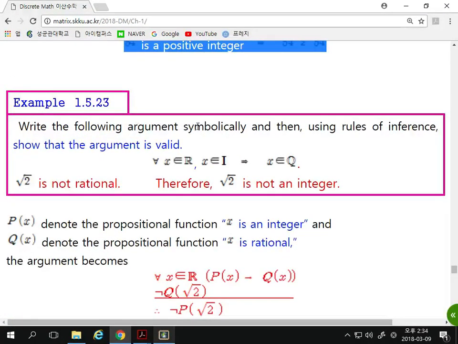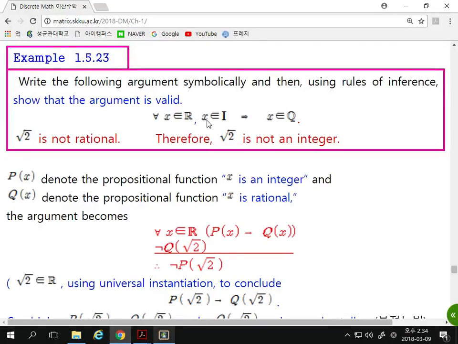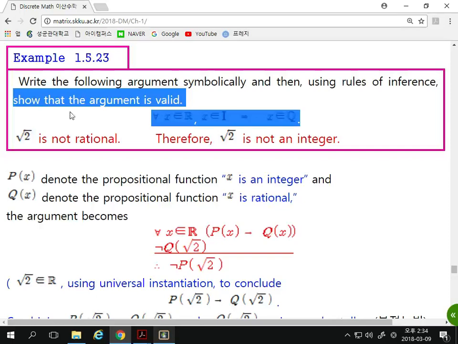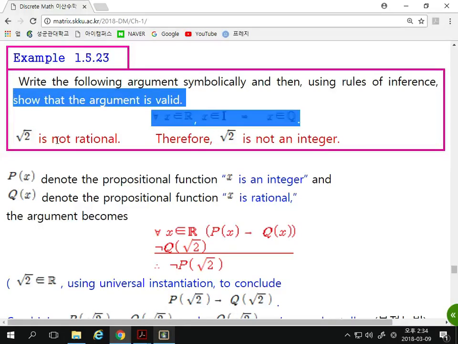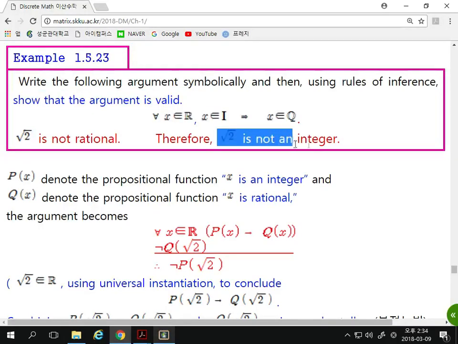Next, write the following argument symbolically, then using the rules of inference, show the argument is valid. For all x in R, if x is in Z, which is an integer, then x should be in Q, the rational numbers. We show the argument is valid. With this, root 2 is irrational, therefore root 2 is not an integer. We can say root 2 is not an integer because root 2 is not rational.